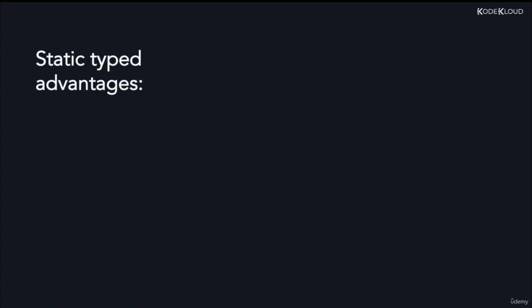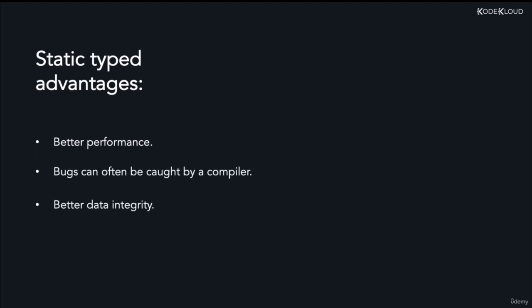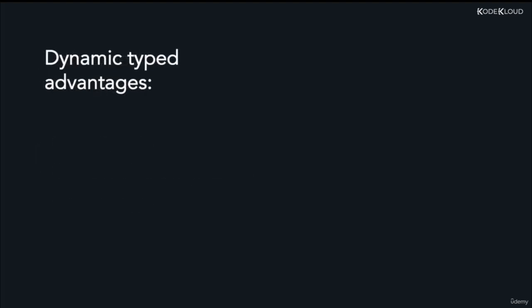Now, both of these kinds of languages have advantages of their own. And before we know what kind of a language Go is, we need to also know the advantages of both of these kinds of languages. So for static typed, it provides better performance. Bugs can often be caught by a compiler quickly, and it offers better data integrity. While for dynamic typed, it's faster to write code, it's generally less rigid to work with, and developers comparatively feel that they have a shorter learning curve when they are using a dynamic typed language.